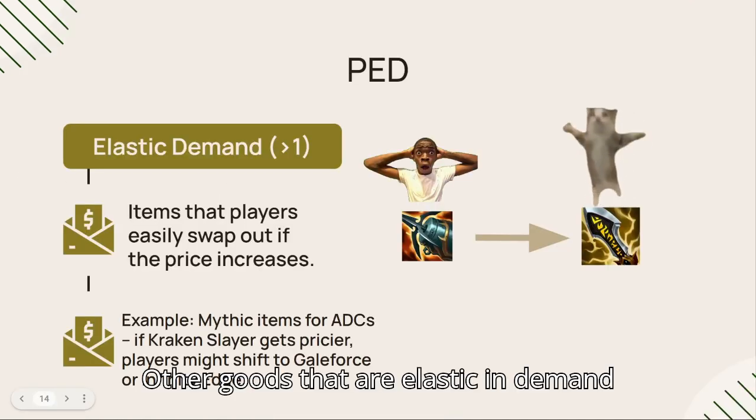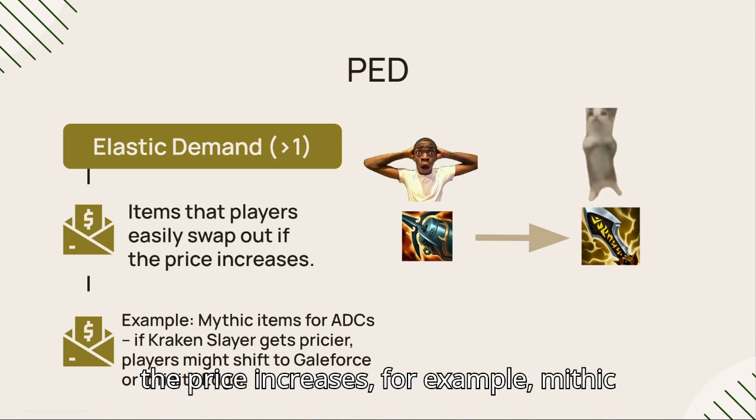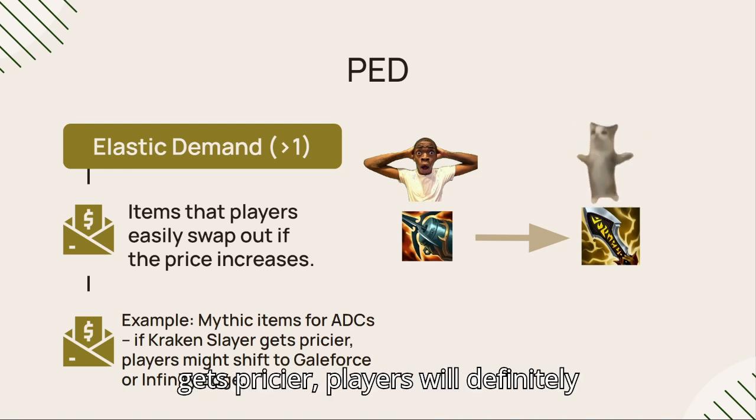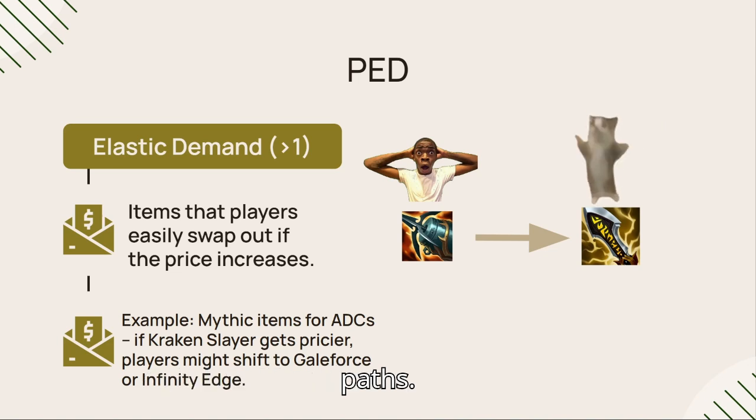Other goods that are elastic in demand can be considered easily swapped out if the price increases. For example, mythic items for ADC. If Kraken Slayer gets pricier, players will definitely switch to IE as they have multiple build paths.